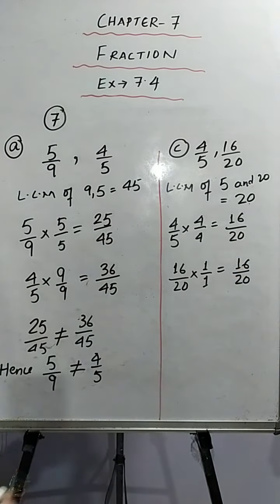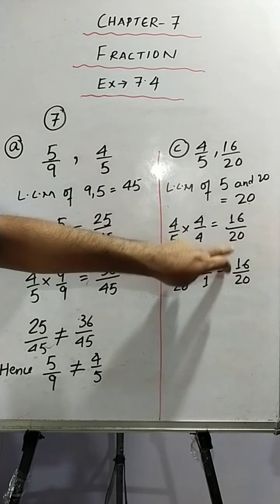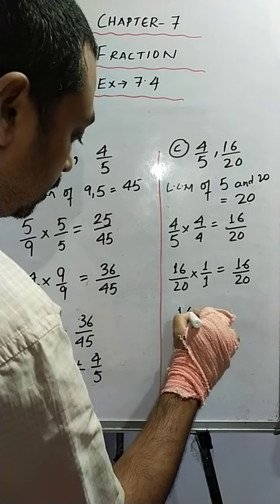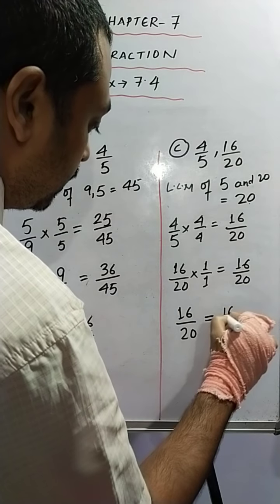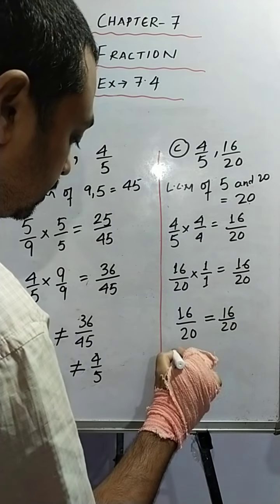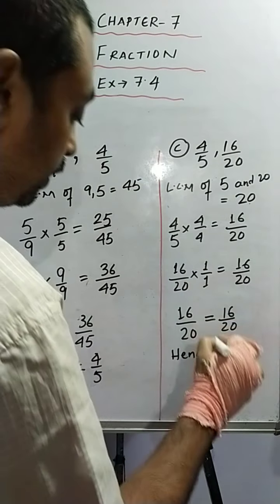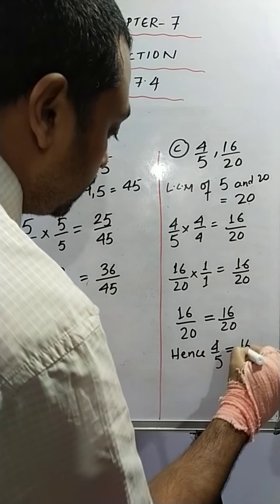Now this time you see that both the fractions are equal because they share the same numerator and the same denominator, isn't it? So we'll write 16 by 20 is equal to 16 by 20. Hence 4 by 5 is equal to 16 by 20.